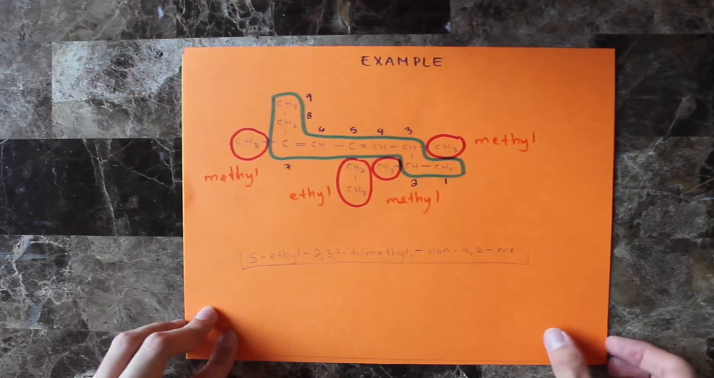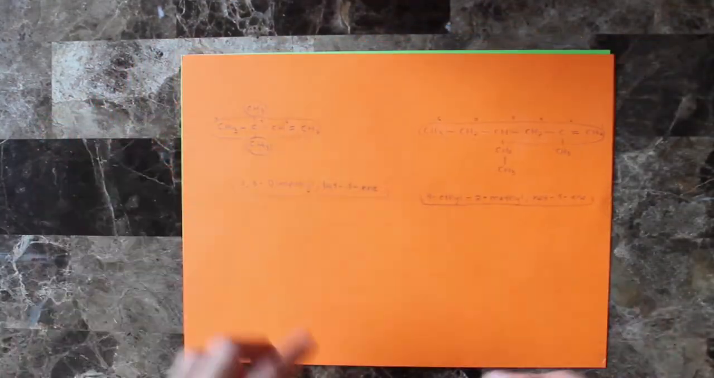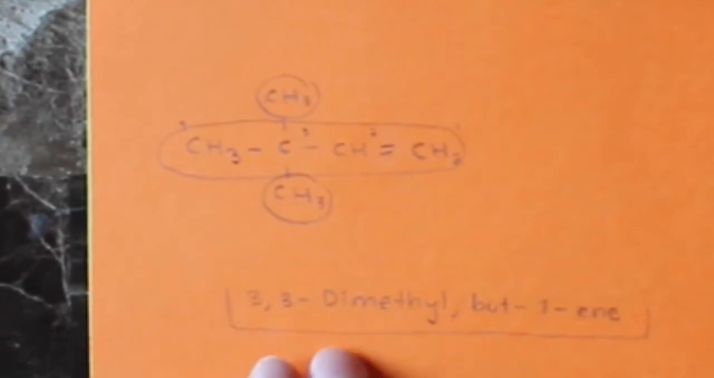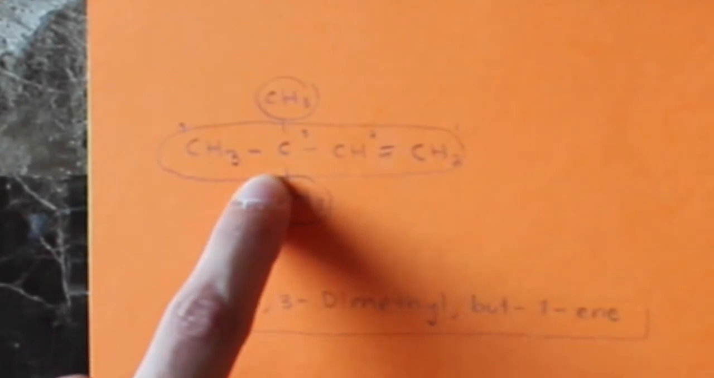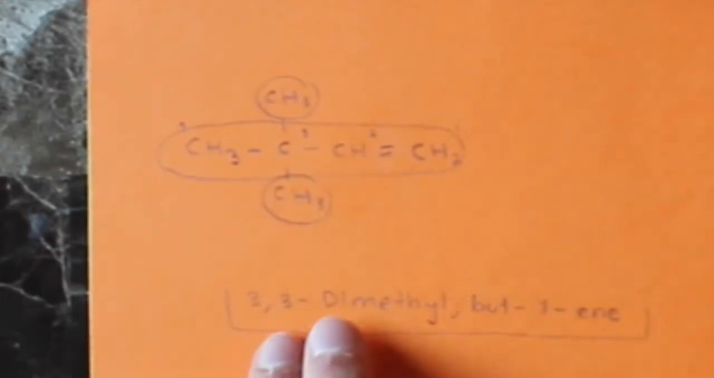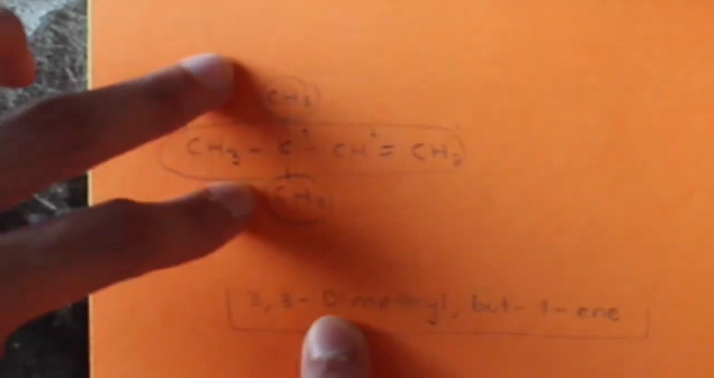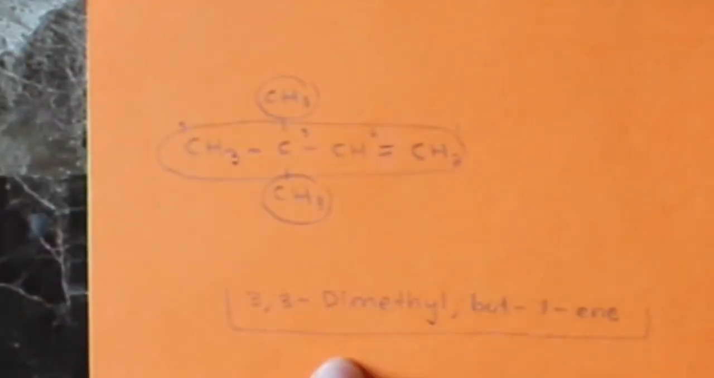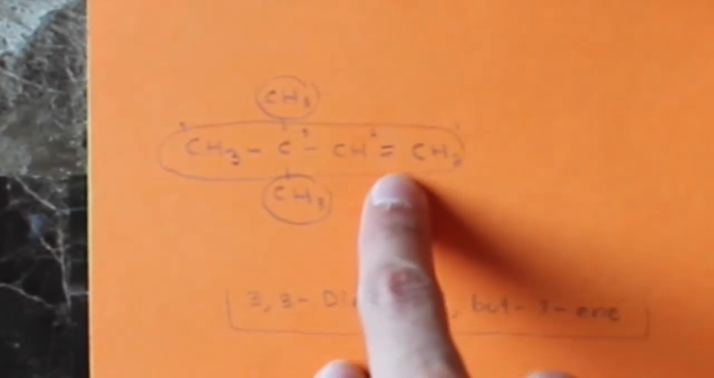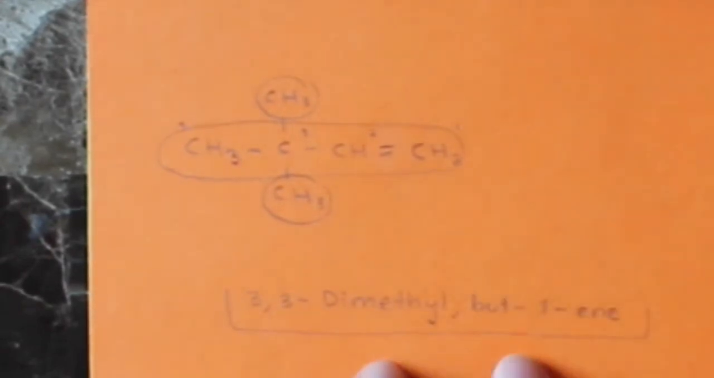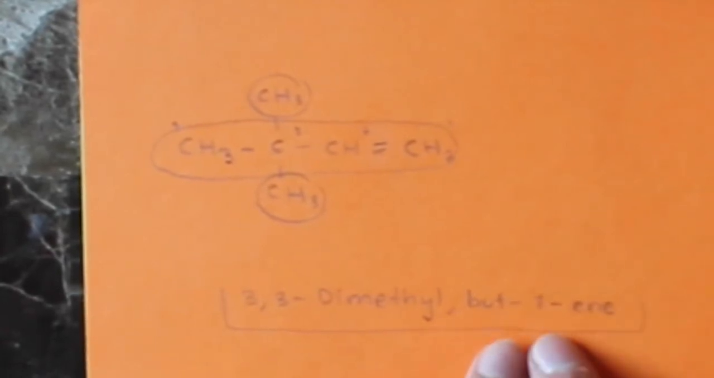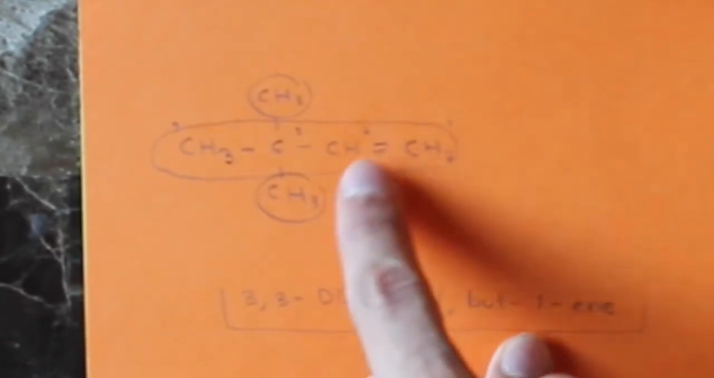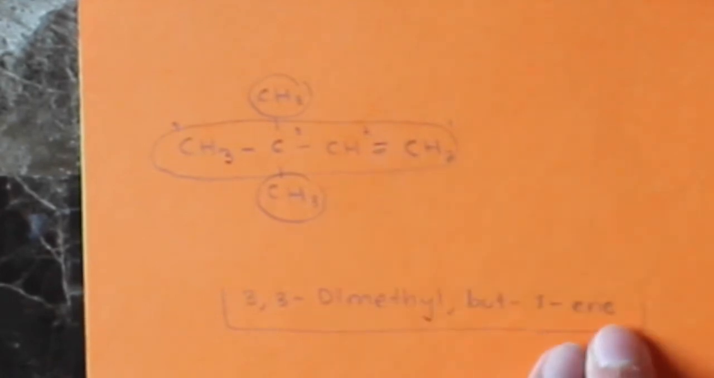Okay, now let's see two more examples. Here I have 3,3-dimethyl. This is because our branches are in the third carbon, and di is because of the prefix, because they are 2. Remember that in alkenes and alkynes we start numbering depending on where the double or triple bond is nearest. Then but, because there are 1, 2, 3, 4 carbons in our longest chain. 1 because it is the carbon with the double bond, and ene because it is an alkene.